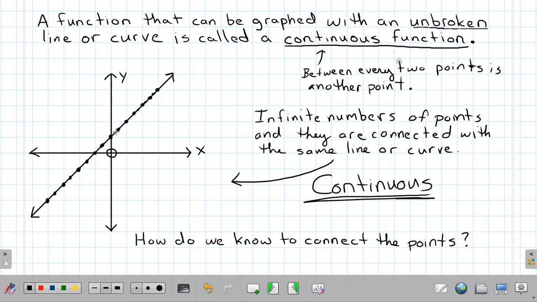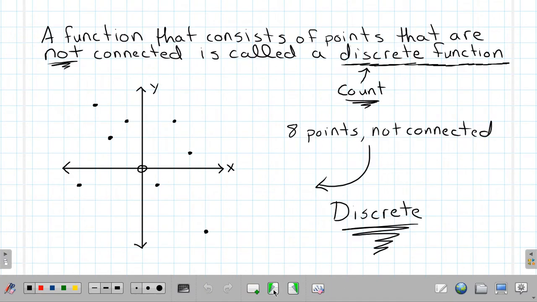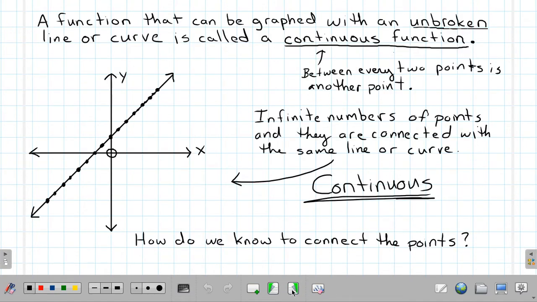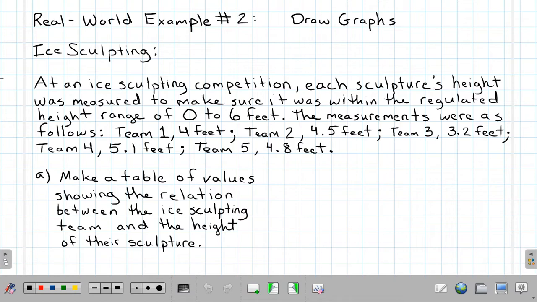But the big question here, and what we want to answer, is how do we know to connect the points? So if we've got something like this, why don't we connect the points, versus something like this, where we can write out these points and ask how do we know we can actually connect them, okay? And that's what we get into with example 2. In this case, we have a real-world example, and the following example is also going to be a real-world example.